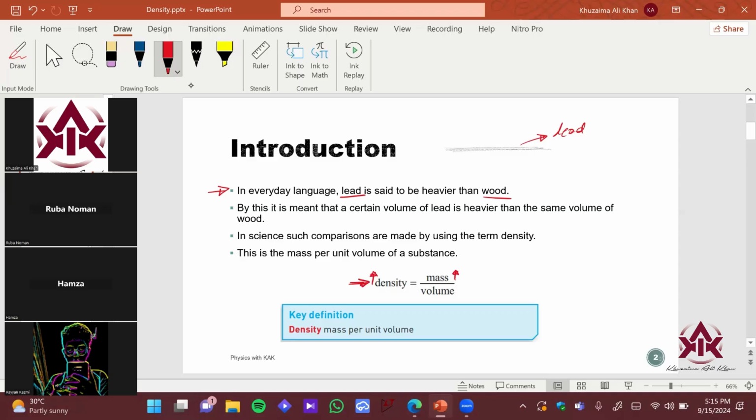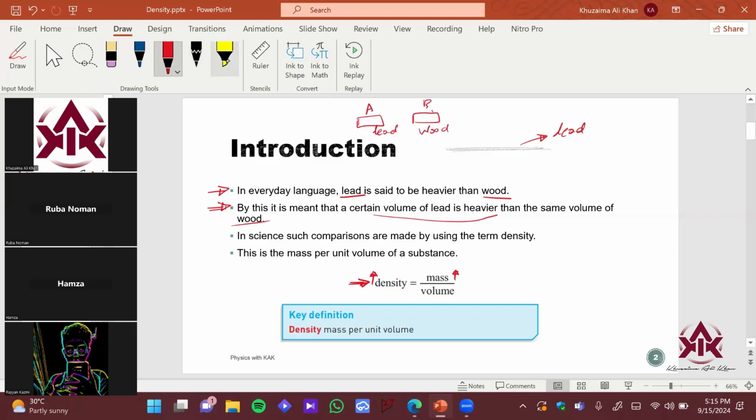I guess I'm just thinking right now. So what does this term mean basically? As a layman, you would think it meant that a certain volume of lead is heavier than the same volume of wood. Imagine this is block A, made up of lead, and it is the same dimension, let me keep the dimension the same, as the block of wood, approximately the same.